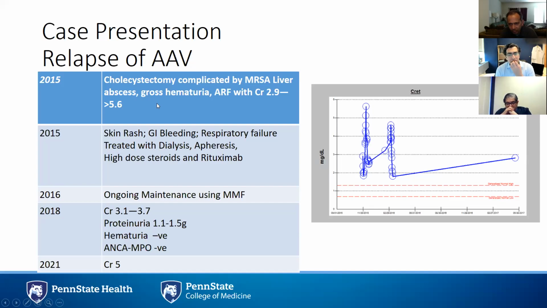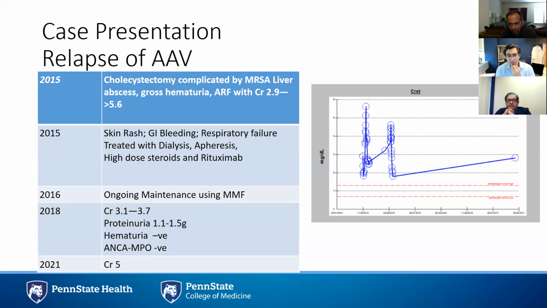So he was sent back, and then a few months later, I think he was at rehab. He developed a skin rash, GI bleeding, and respiratory failure, and then he was shipped to us again. At that time, I think the diagnosis of a relapse of vasculitis was made, and we thought maybe the infection and everything triggered the relapse or some immune event.